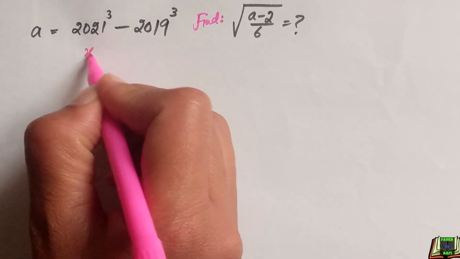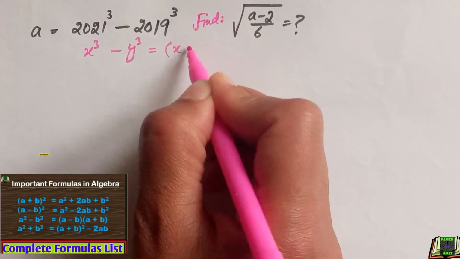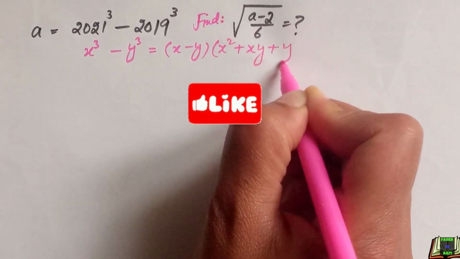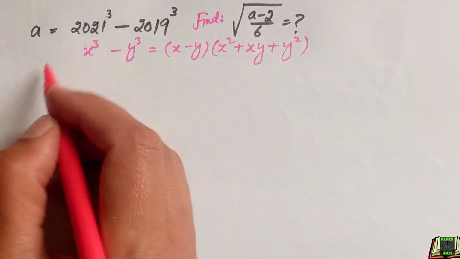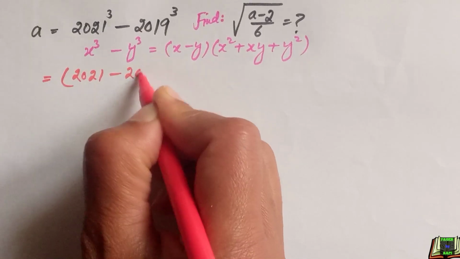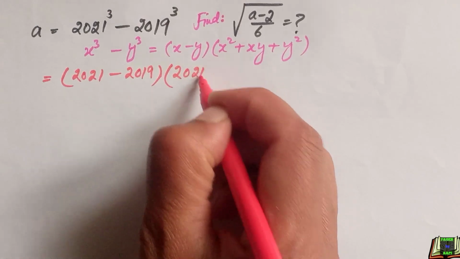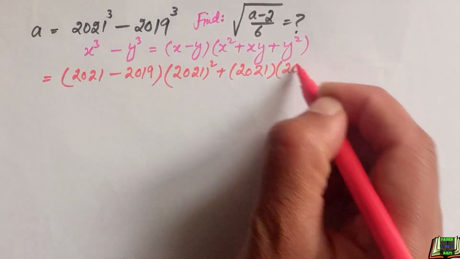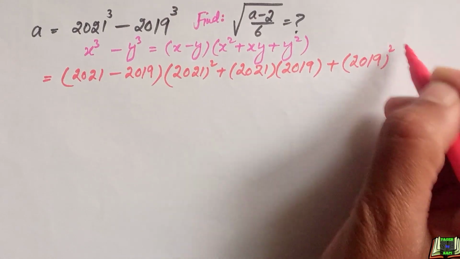If we take 2021 as x and 2019 as y, then x cube minus y cube is equal to x minus y times x square plus xy plus y square, which is an algebra identity. So we are going to write this in the form of this identity. x minus y means 2021 minus 2019, x square is 2021 square, plus 2021 times 2019, plus y square means 2019 square.